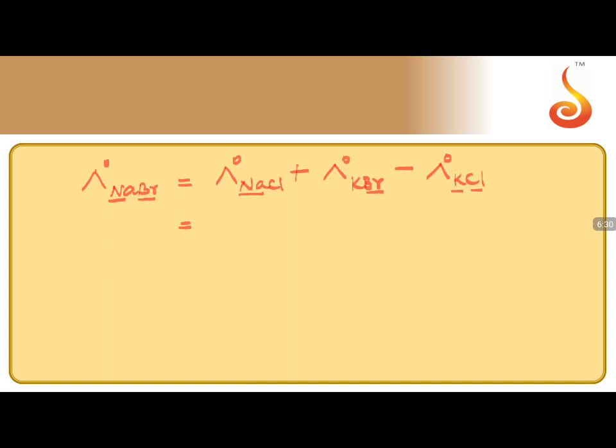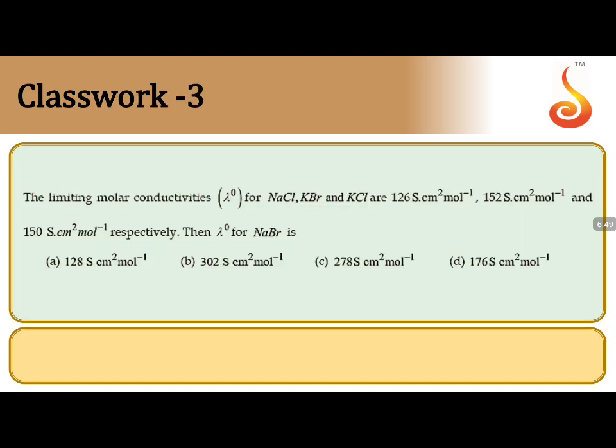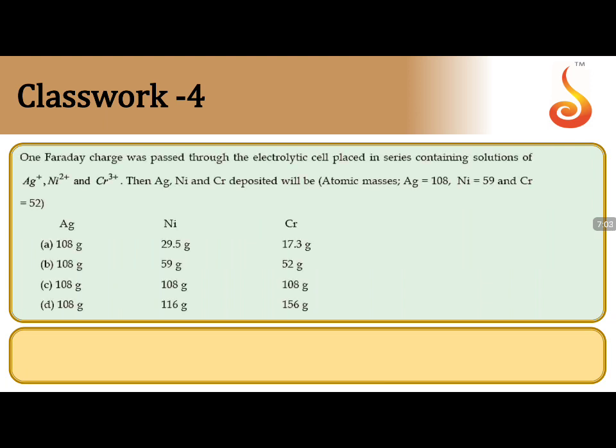Now substitute the data which is given: 126 plus 152 minus 150, which equals 2 plus 126, 128 centimeter square mole inverse. So which option is 128? That is going to be our answer. So the answer for this particular one is option A. Let us see. Yes, the answer is A. So 128 is our answer. I think everyone understood. Now coming to the next question.